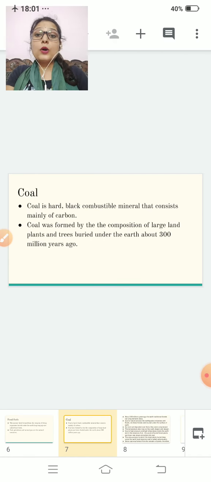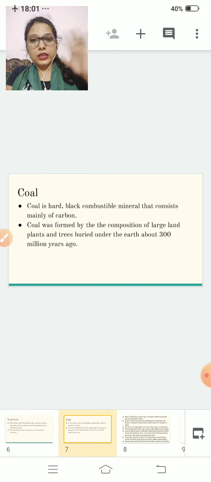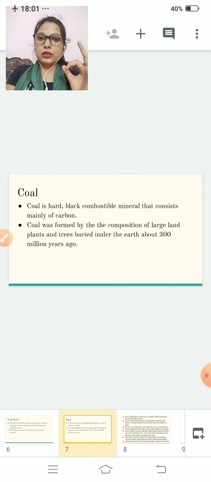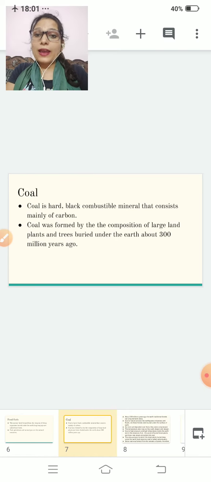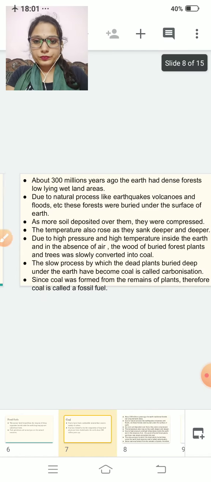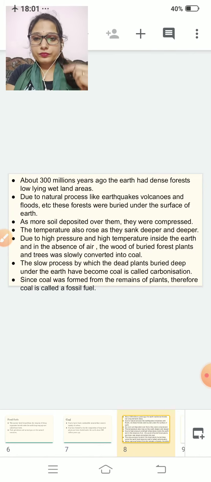It consists of carbon. Clear? Coal was formed by the decomposition of large plants and trees buried under the earth about 300 million years ago. How will you obtain it? You will decompose the wastage of animals and the wastage of plants under the earth for how many years? I'll tell you that it takes a long time. I already told you that. Clear? Now I'm reading the process of how you will obtain coal.